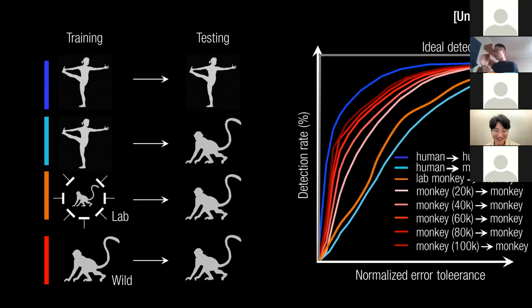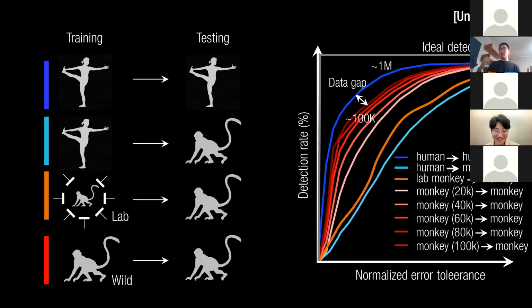So again, the good news here is that the data set improved the performance significantly. The red curve that I'm showing here is the curve of the model trained on this OpenMonkey Challenge data and tested on the challenge data. And with the full amount of data, the dark red curve, the prediction is approaching human level detection.